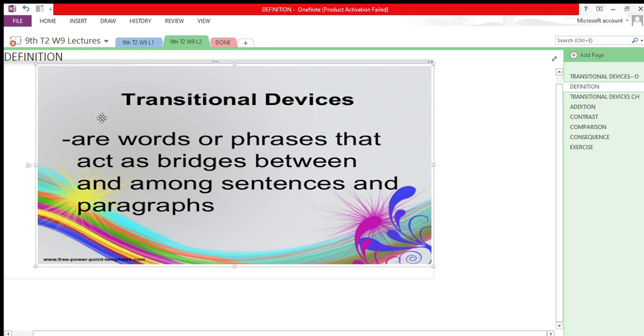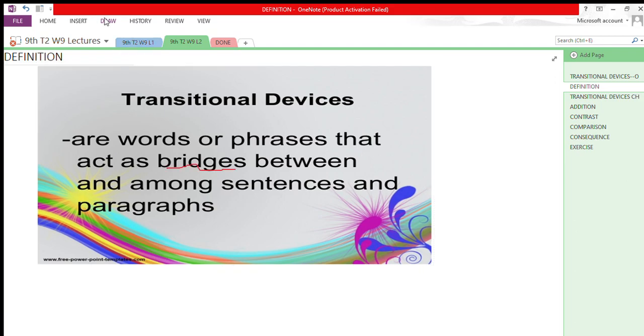Transitional devices are words or phrases that act as bridges between and among sentences and paragraphs. So it means they create connection. Okay, a bridge is a kind of connection. So they create connection between and among sentences and paragraphs. So this is the definition of transitional devices.